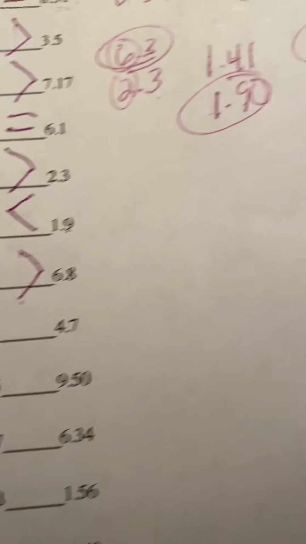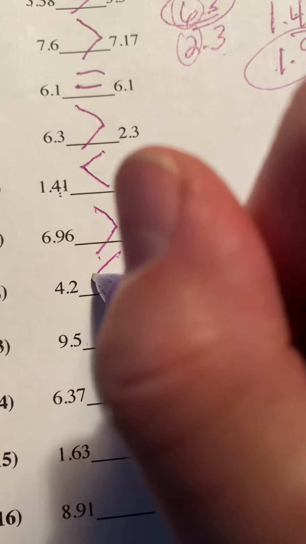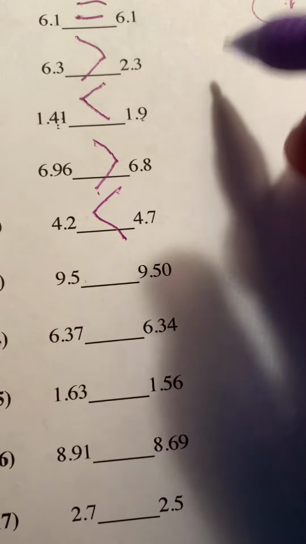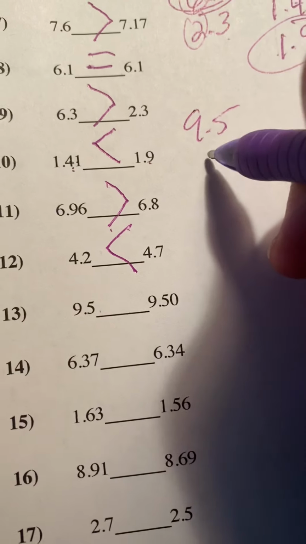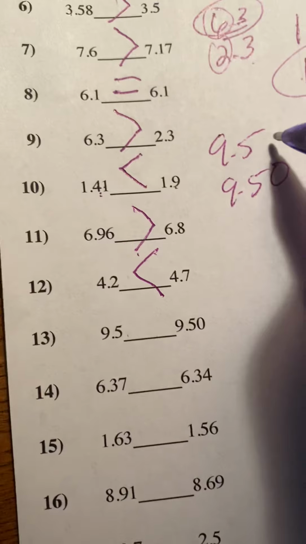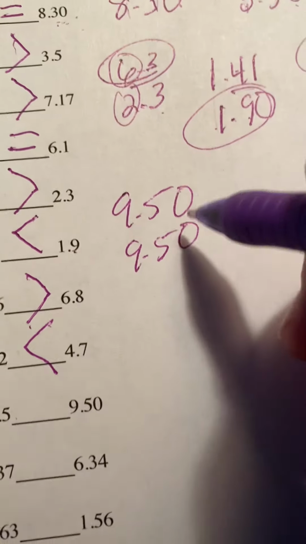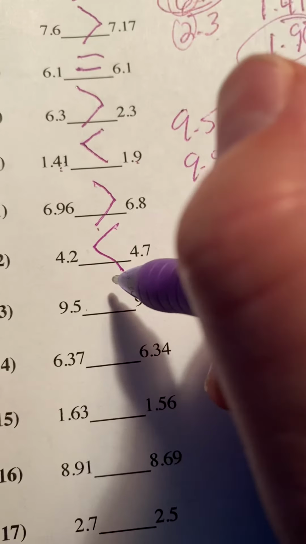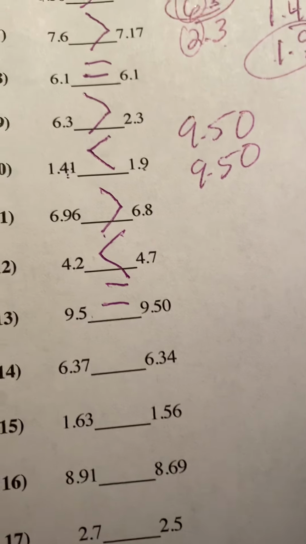Hopefully this is chugging right along here. The 4s are the same, 7 beats 2, so this is going to go like this. All right, now I have 9.5 and 9.50. They're not the same number of digits, so I throw in a 0. Well, look at that. They're the exact same thing, so throw that in there.